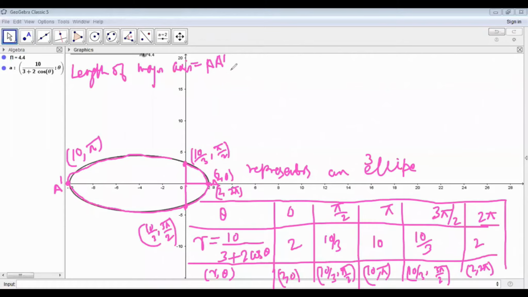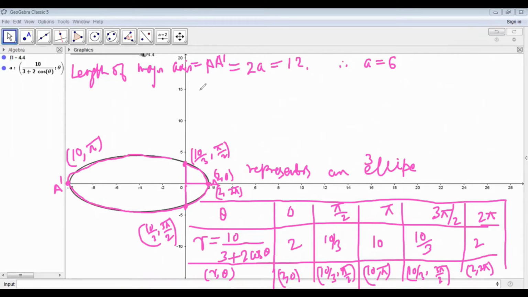This equals 12. 2a equals 12, so we can find a. Therefore, a equals 6. And these are the vertices. A and A dash are the vertices of this conic, the ellipse.